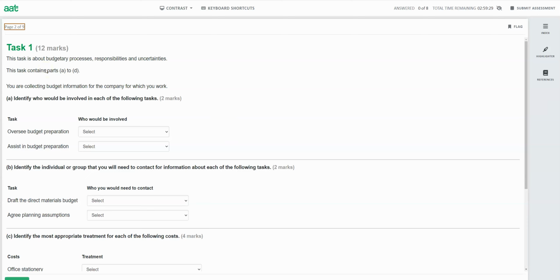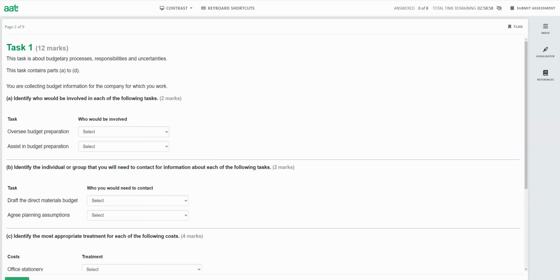This task is about the budgetary process, responsibilities, and uncertainties. Of course, like you can see, it's a 12-mark question, so you understand the question will be divided into a few parts. It's not going to be only one question. Let's have a look at how many parts we have, and we're going to solve all these questions. It says this task contains parts A to D. You are collecting budget information for the company for which you work. Identify who would be involved in which of the following tasks.